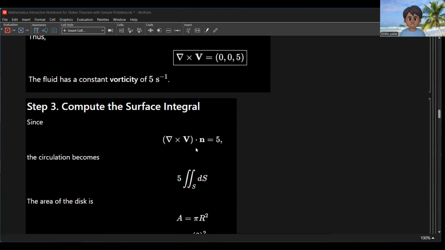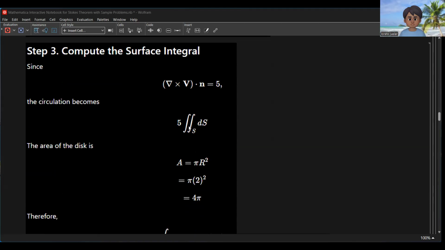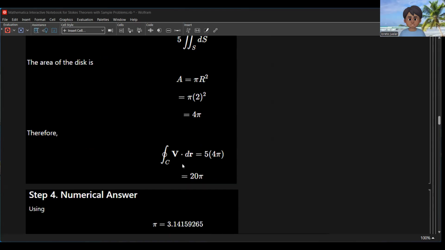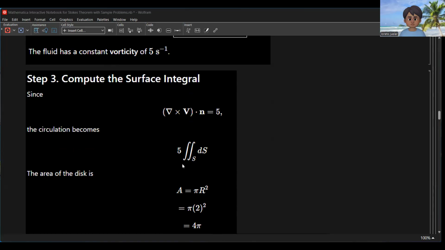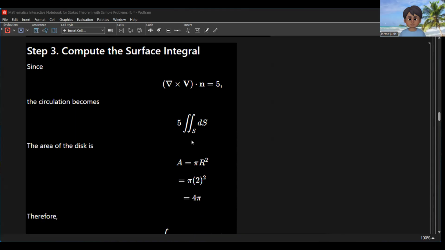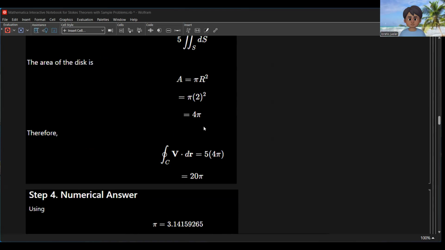So compute the surface integral here. We have del cross v, the velocity, dot product with n, equal to 5. So the circulation becomes the double integral of 5 dS. So the area equals pi r squared. Therefore, the circulation, the surface integral, is equal to 20 pi.